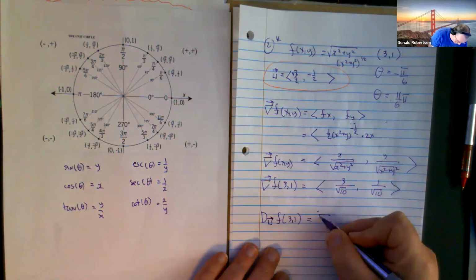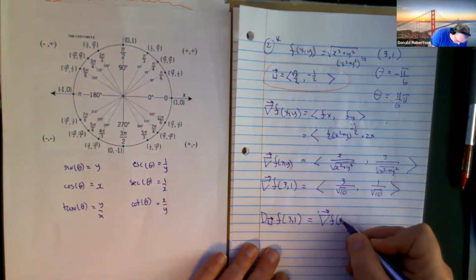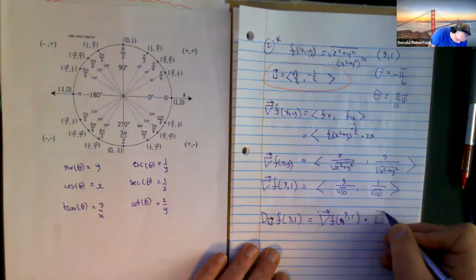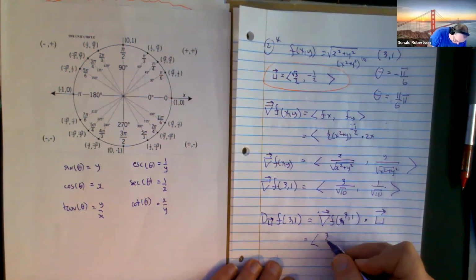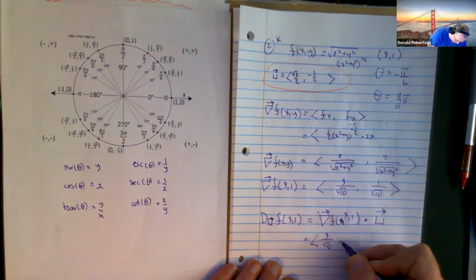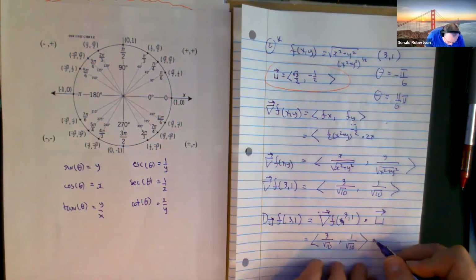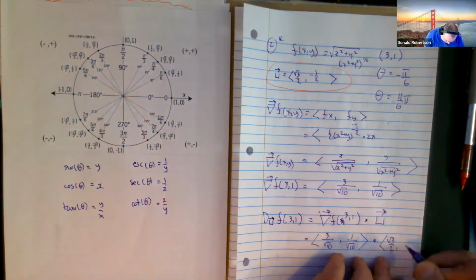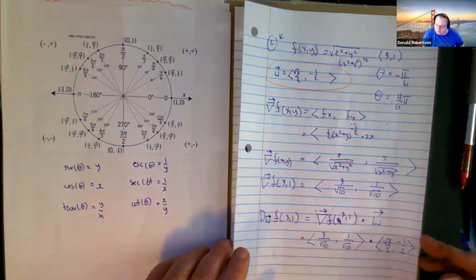It's the dot product of the gradient with the unit vector. And that gets me 3 over root 10, 1 over root 10, dot product with root 3 over 2, negative 1/2. Everybody comfortable with that?